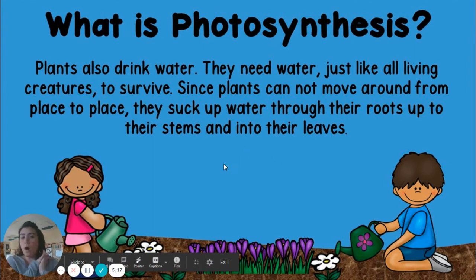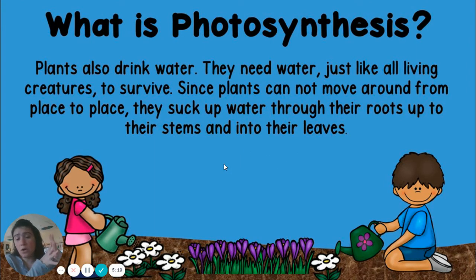They also drink water, so they need water just like all living creatures to survive. Since plants cannot move around from place to place, they suck up their water through their roots to their stems and then into their leaves. So if we were planted in the ground, we would bring up that water through our feet, into our body, and then let's say out through our hands. That's kind of like their roots to their stems to their leaves.